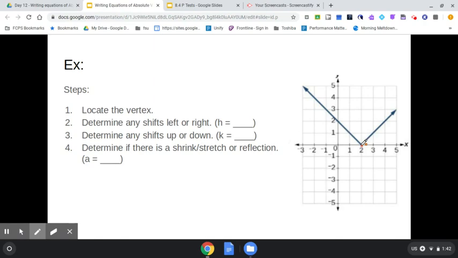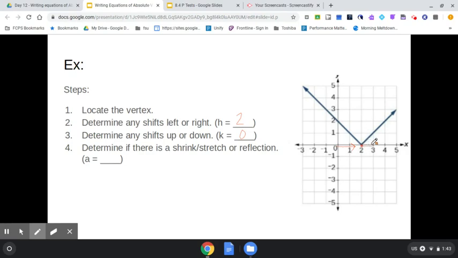So if we think about how we would get there, we've moved right 2 units to get to that new vertex. A right or left shift affects the value of h. So in this case, h is 2 because we moved right 2 units to get there. We do not have to move up or down at all to get to the vertex. So we do not have a vertical translation. So there's no up or down movement. So k is 0.